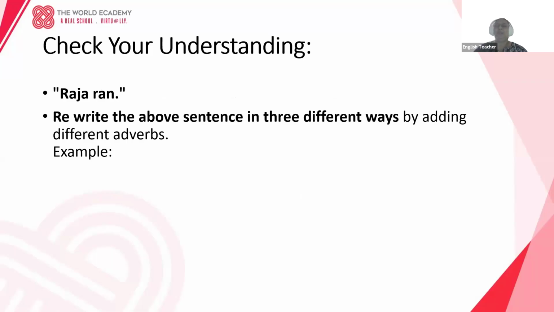Now let's check your understanding, okay? So right from the verbs to the adverbs and how we are supposed to write a character sketch. Let's see, okay? Raja ran. So this is one sentence that I'm giving to you. You copy it down in your notebook. Now what you're supposed to do: rewrite the above sentence in 3 different ways by adding different adverbs. So your time starts now. Go ahead.